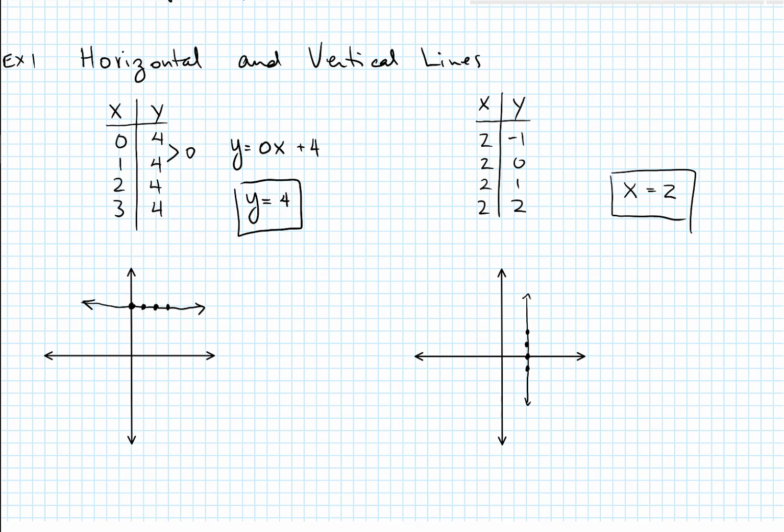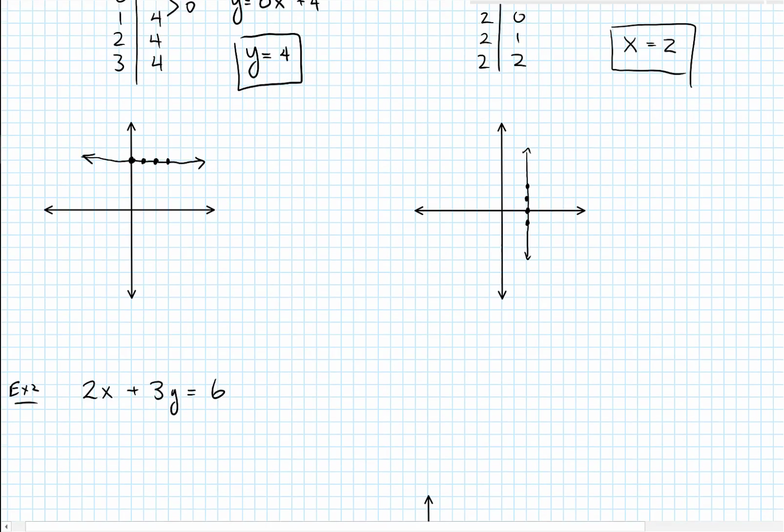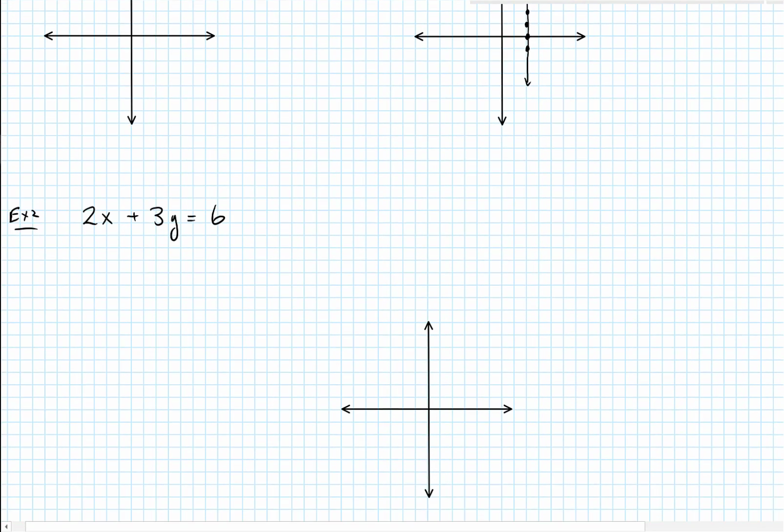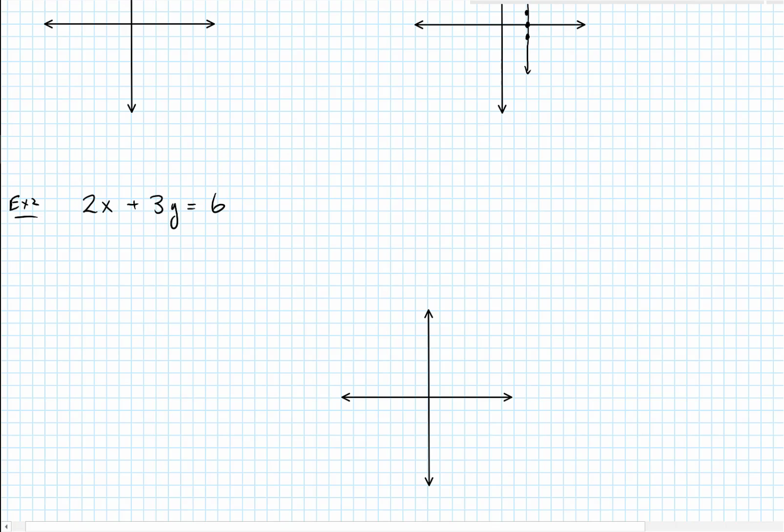Now, let's take a look at, again, a slightly different example. So in example 2, we have 2x plus 3y equals 6. So this is not written in a more formulaic way where you would change a value of x and then just plug it in and figure out what y is. Here, regardless of what we choose to do, we're going to have a little bit of work to do.